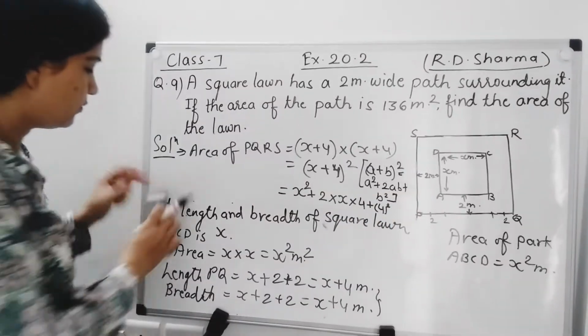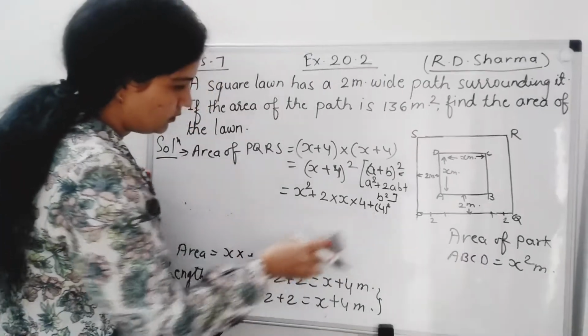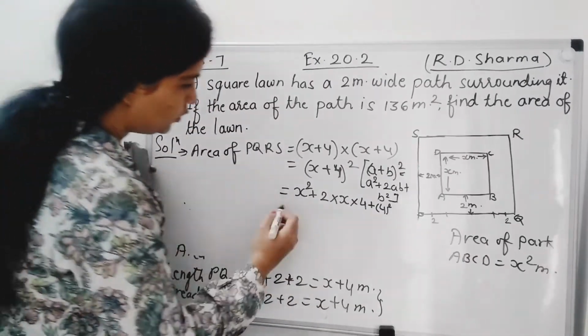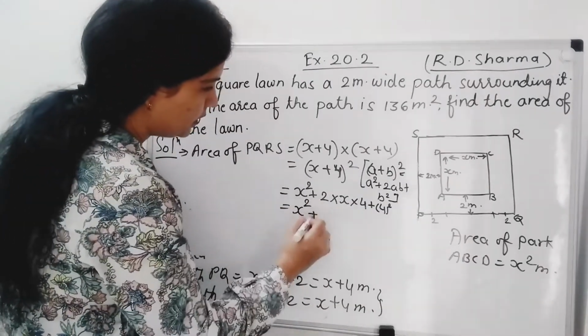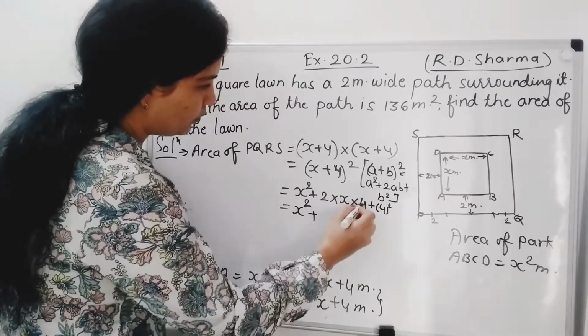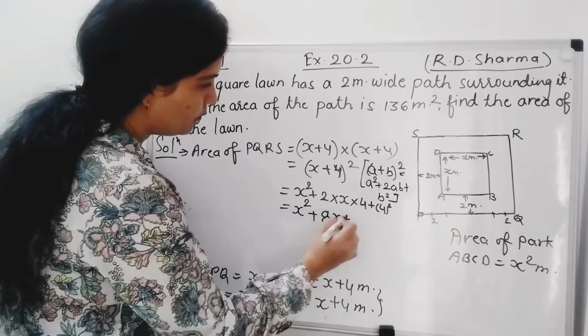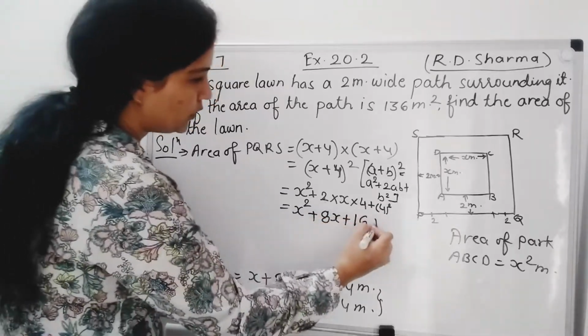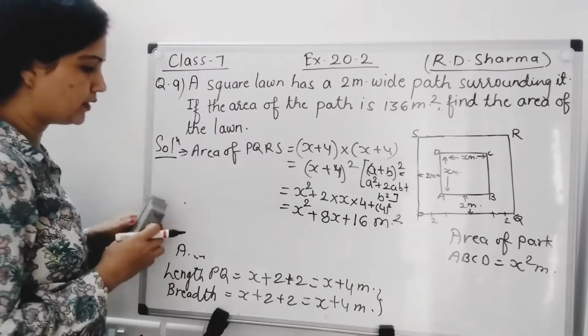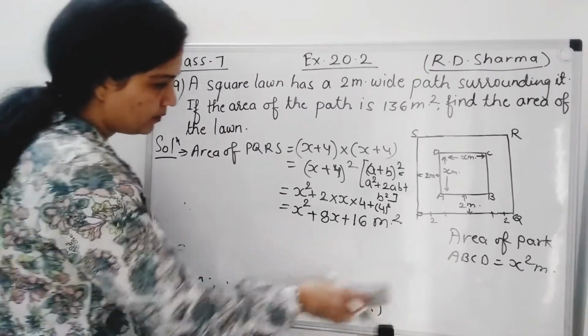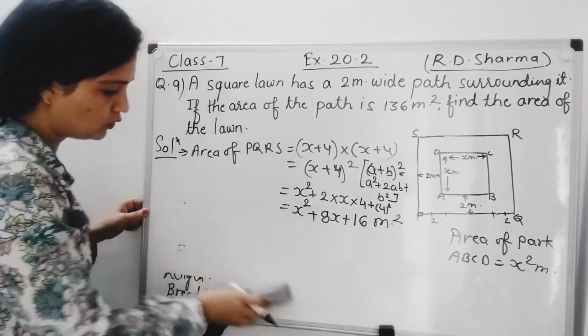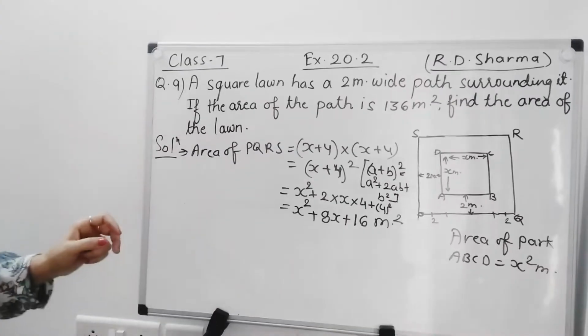Now we will solve it further. So x square will be as it is. Here 2 multiplied by x multiplied by 4, 2 fours are 8, so 8x, plus 4 square will be 16. So it will be the area of PQRS: x square plus 8x plus 16. Now we have to find out the value of x, so we will use the area of path.